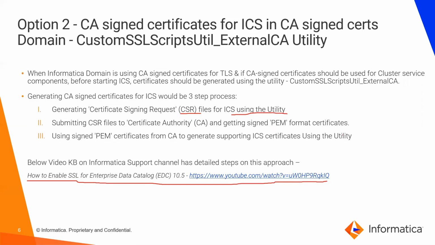So just make sure that you get the signed certificate in PEM format. And once you get the signed certificate in PEM format, then again we need to use this utility to generate the required certificate for ICS. And once we generate this certificate, we need to place this certificate in the custom location where your domain certificates are present. So once you place it there and once you restart your ICS service, then it will be pulling the certificate from there and the ICS service will start.